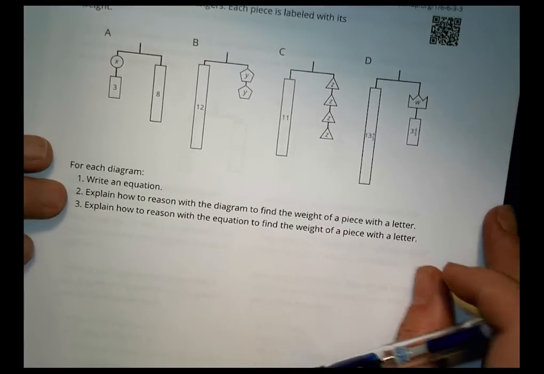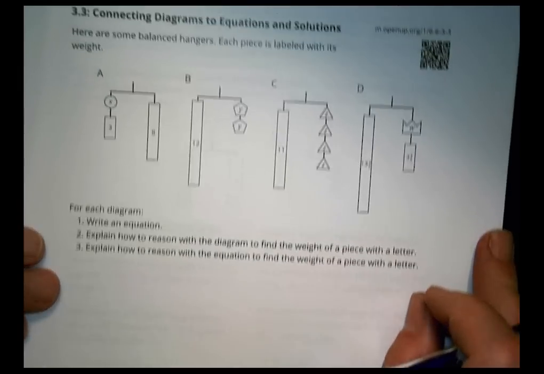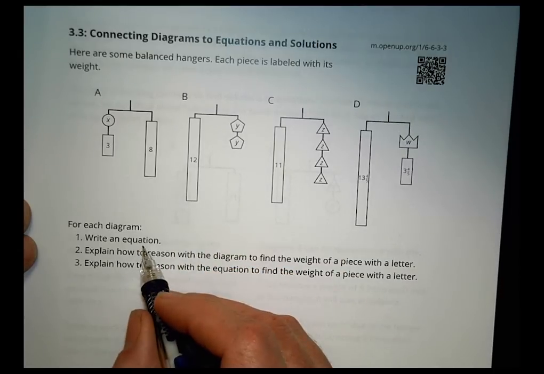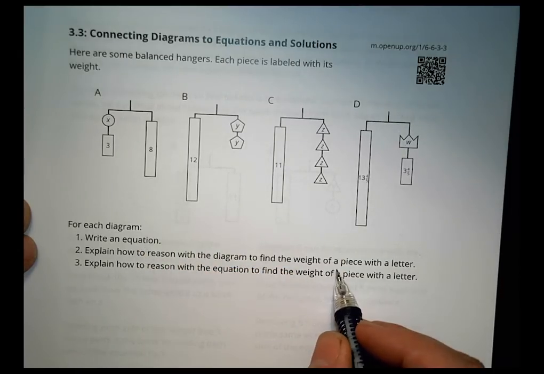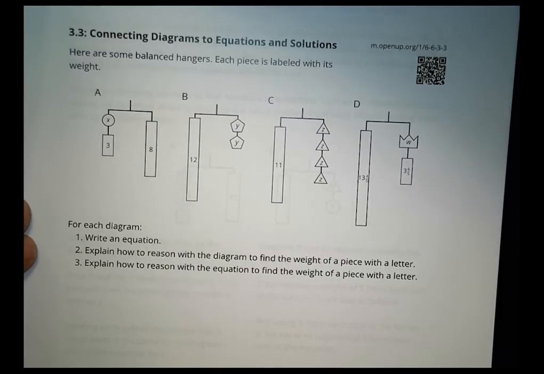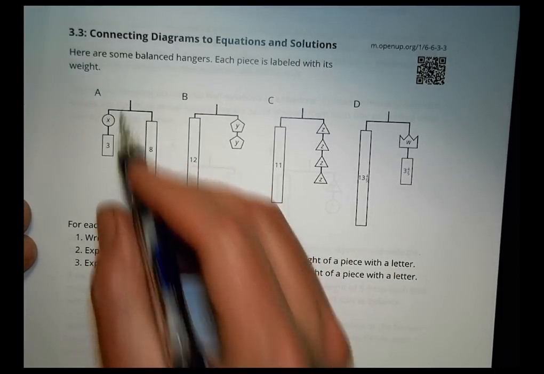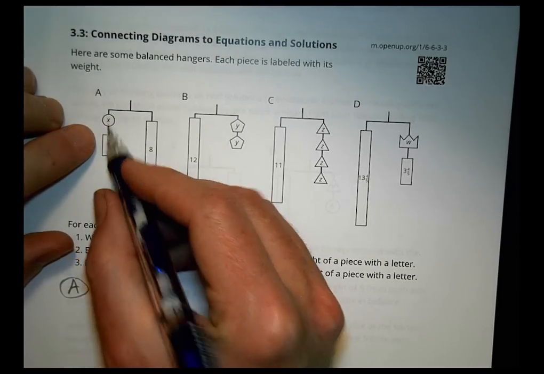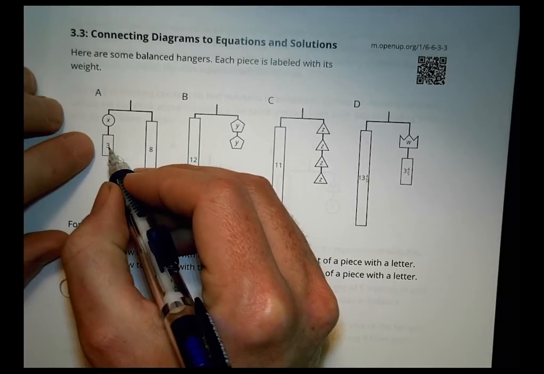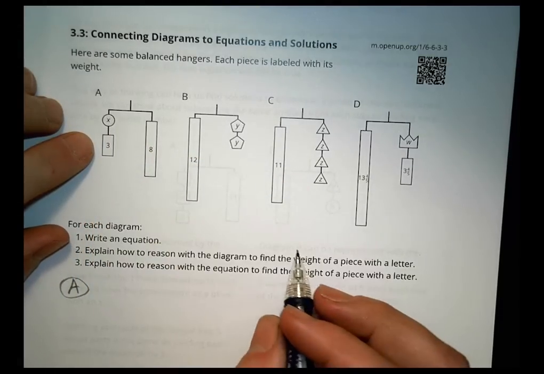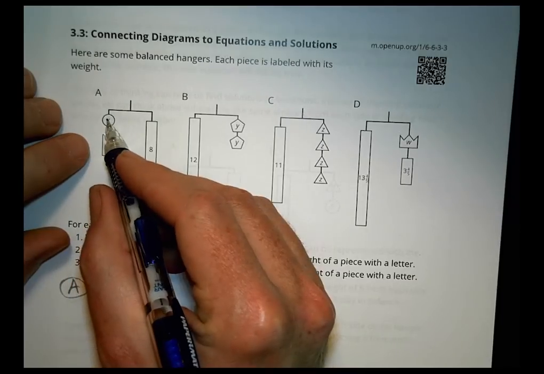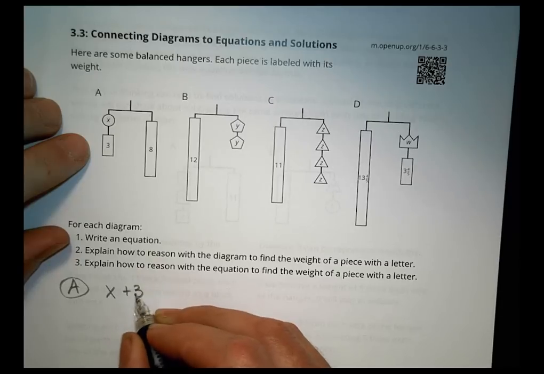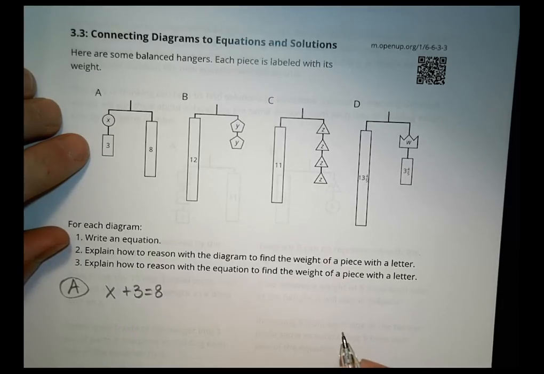Here are some balance hangers, and each piece is labeled with its weight for 3.3. It says for each diagram, write an equation, explain how to reason to find the weight of the letter, and then explain with the equation. Okay, so for A, let's look at A first of all. On the A side, we first have an x and a 3 that are going to be equal to an 8. Alright, now we don't have groups of x or groups of 3, we just have one of each. So we're going to write that as an x plus 3 equals 8, like so.